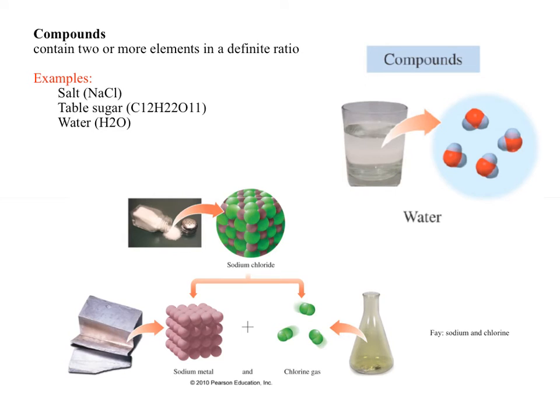Here are some more examples of compounds. Compounds, hopefully you're given the chemical formula. And you can see that I have symbols for different elements, or more importantly, there's more than one element. It's considered a compound.